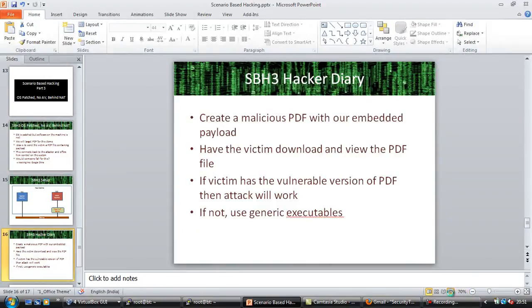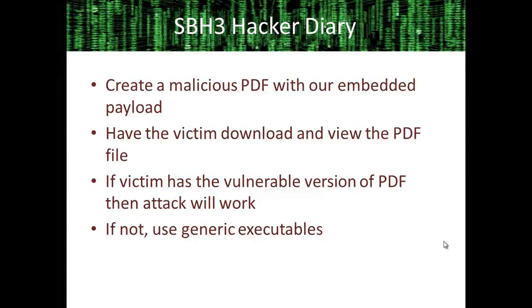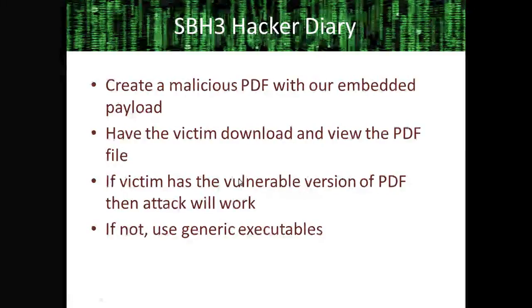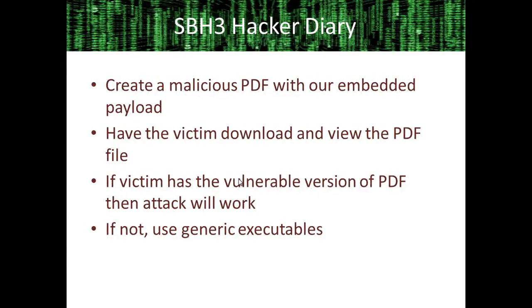So I guess this brings us to the end of scenario-based hacking, part 3. What we did here is, for a machine which has the operating system patched but the software isn't, does not have an AV, and is behind the NAT, how to break into that using client-side vulnerabilities in client-side software like PDF. So as we saw, if we do not have the vulnerable version of PDF, then some of the attacks might not work. So how do we overcome this? Well, by using generic executables. So this is what we'll take up in the next video. This will be scenario-based hacking part 4.